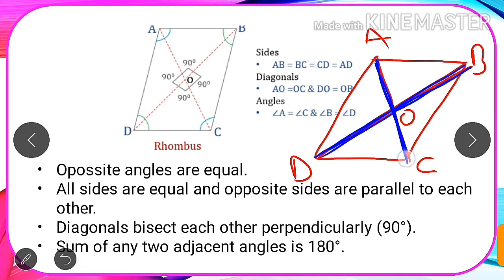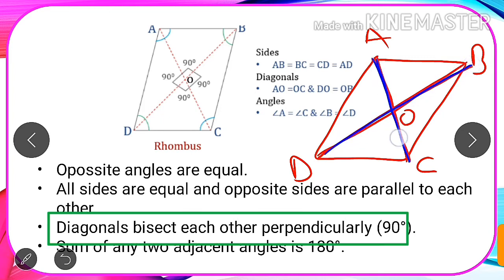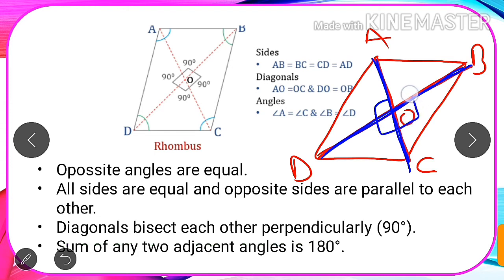Again, if this one is a diagonal and we draw this diagonal, then it will cut AC into two equal parts, that is AO will be equal to OC. Another thing we need to know is that when this diagonal cuts the other diagonal, it makes an angle of 90 degrees each. Similarly, when we draw this diagonal on that diagonal, it will cut perpendicularly. That means all these angles will be 90 degrees. So we learn here that the diagonals bisect each other perpendicularly.